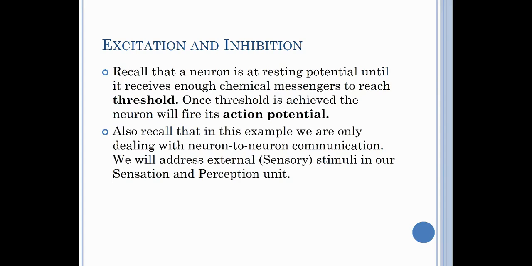First, recall that a neuron is at resting potential until it receives enough chemical messengers to reach threshold. Once threshold is achieved, the neuron will fire its action potential. Also recall that in this example, we're only dealing with neuron-to-neuron communication. We'll address external or sensory stimuli in the sensation and perception unit.